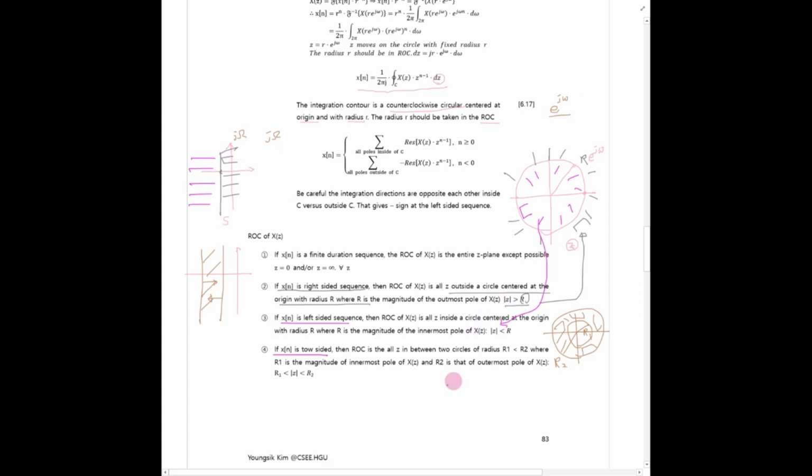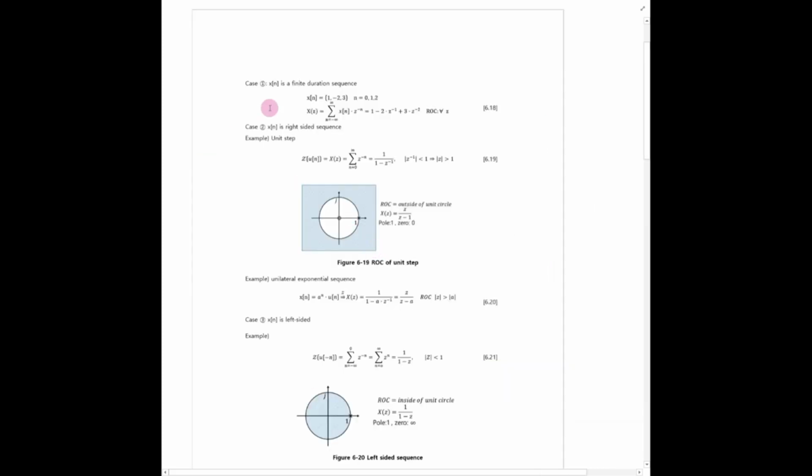So we talk about the region of convergence of X(g). If it is a finite sequence, then the whole G plane is the region of convergence. If x[n] is a right-sided one, then the region of convergence is the outside of the circle. If x[n] is a left-sided one, then the region of convergence is the inside of the circle. And if it's a two-sided one, then there is a certain zone that exists like that. Here are some examples.